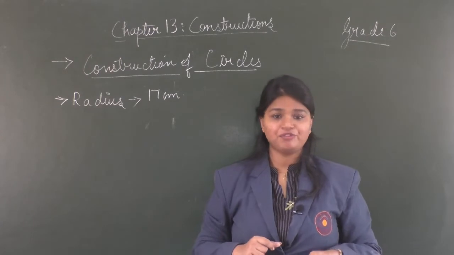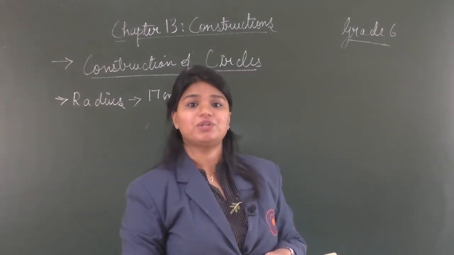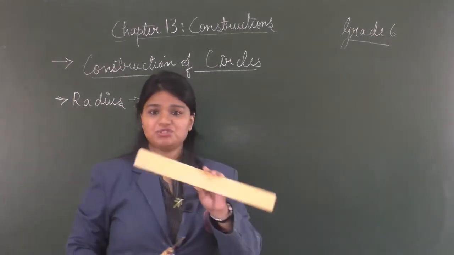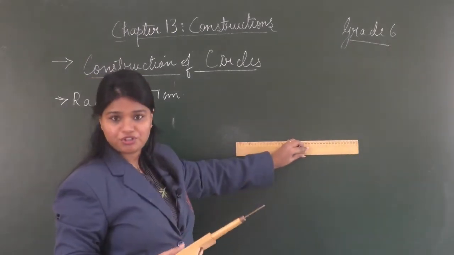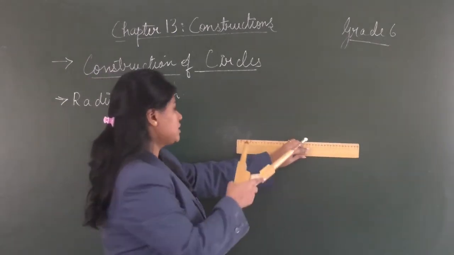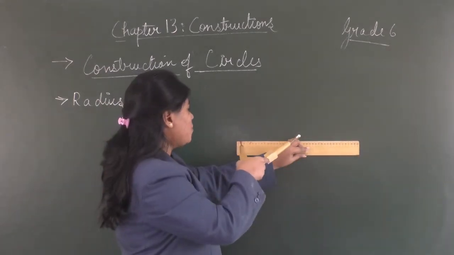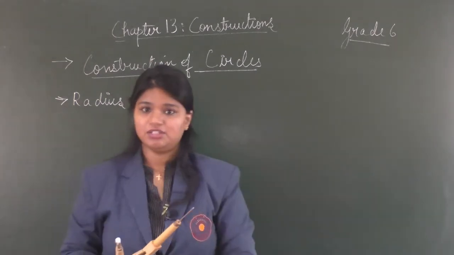So, here we have radius 17 centimeter. Now, let's construct a circle with this radius. Now, for that, you need to take your ruler and your compass. You will place the ruler on your notebook and open your compass and place the needle on 0 and open the second arm up to 17 centimeter, right.